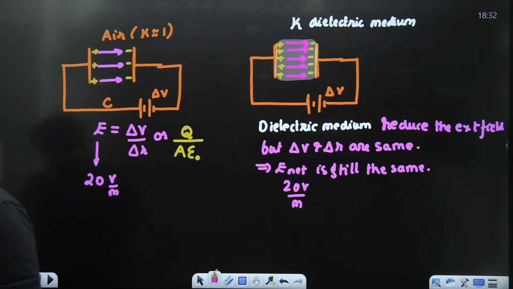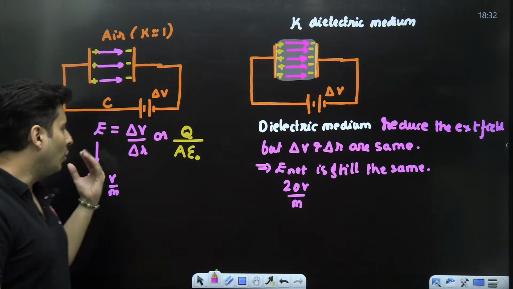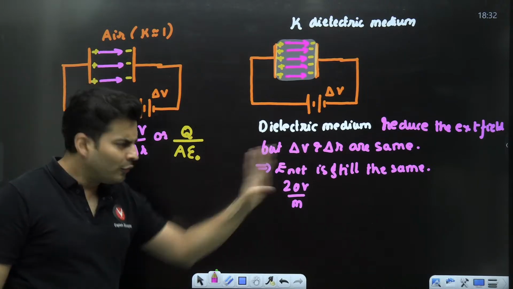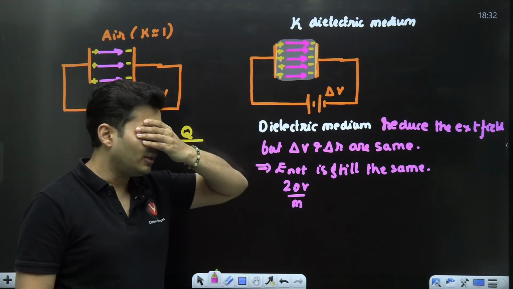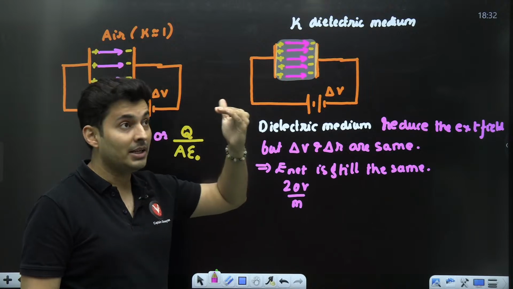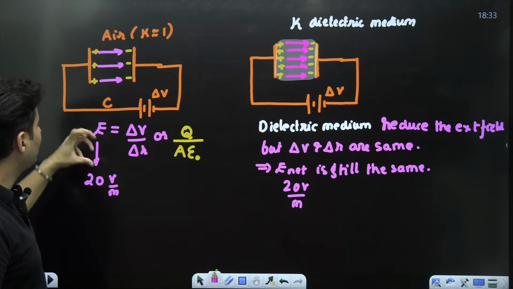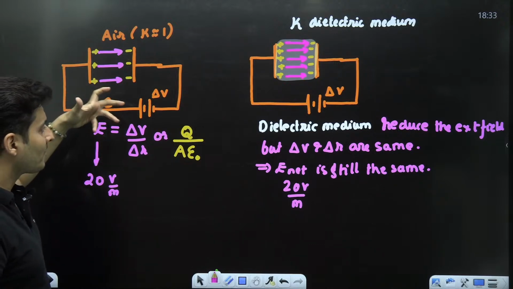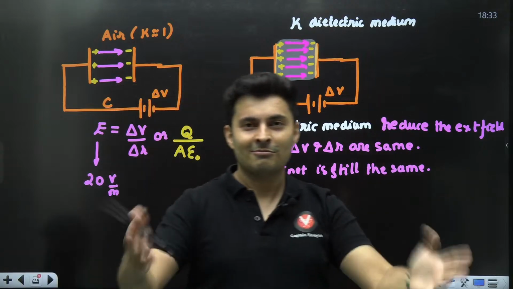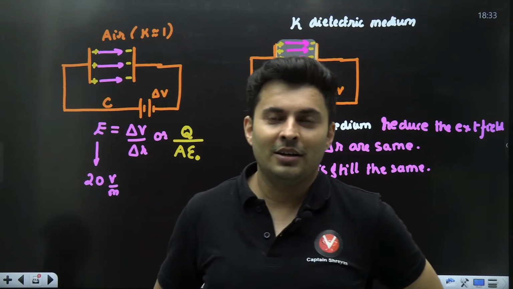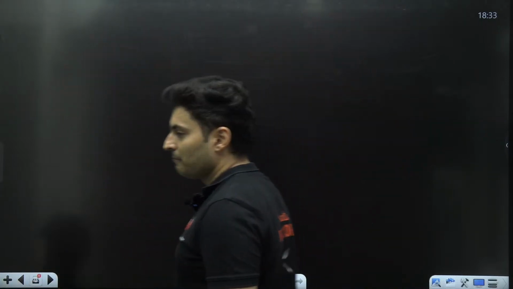Isn't it crazy? Just think about it. The old field was 20. The new field is also 20. But the dielectric medium should reduce the field. How is it possible? That means there was more charge which was created. So this 20 became 30 or 40 or 50. And then from that 50 it reduced back to 20, and it's like, listen, I am giving you the same field. If you still didn't understand it, I'll give a simple example.